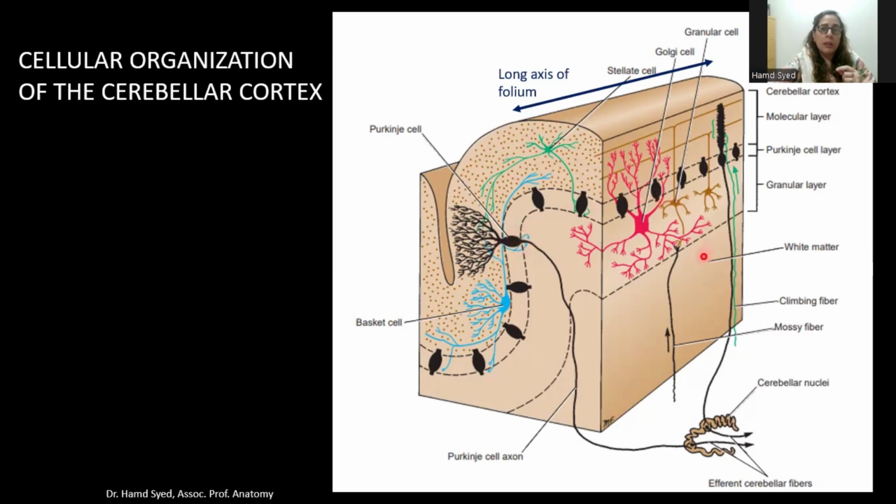When we're talking about the incoming fibers, we have two types of fibers which enter our cerebellar cortex. One are the mossy fibers, which I told you form the glomerulus, but we also have these climbing fibers, which will form synaptic contacts with the dendrites of the Purkinje cell of the molecular layer. So this was a detailed explanation of the different cell types and their connections within the cerebellar cortex.